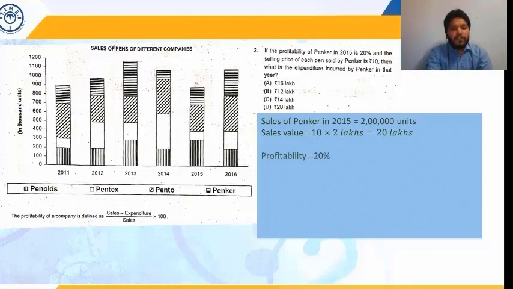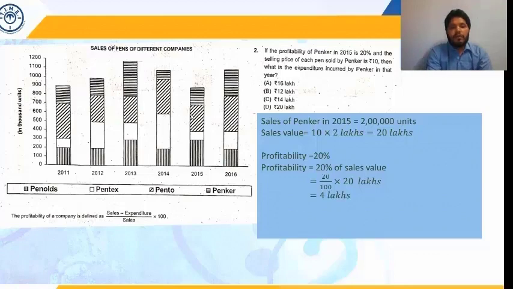Next, what is profitability? Profitability is given as 20%, and profitability is calculated on the base of sales. So profitability is 20% of sales. Okay, so profitability is 20%. 20% of what? Sales value. So what is sales value? Sales value here is 20 lakhs. So 20% of 20 lakhs is going to be 4 lakhs.